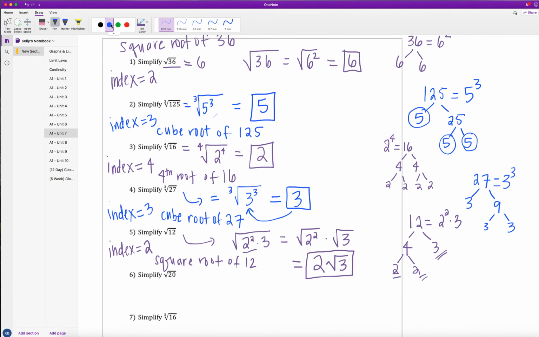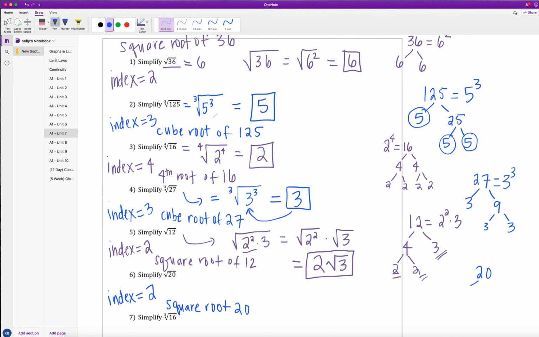Let's look at example 6. What is our index going to be on example 6? Our index in this case will be 2 again. So I have another square root, and I have the square root of 20 this time. Why don't you guys create a factor tree for 20 over on the side, and then we'll check it together.